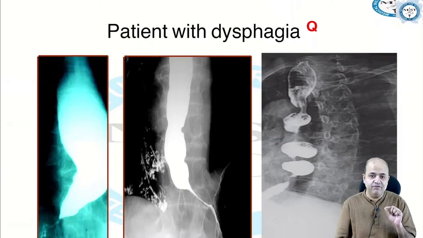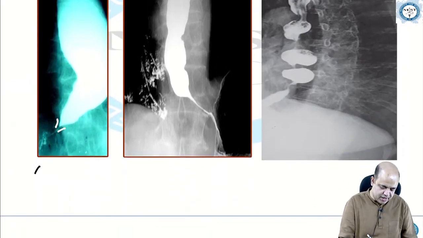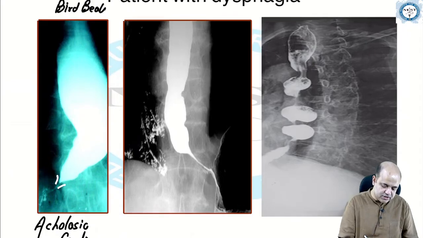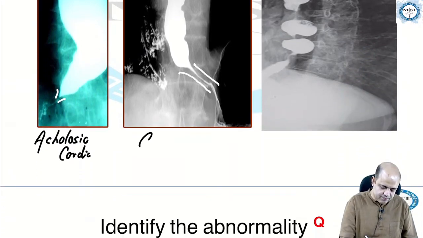Coming on to the patient with dysphagia, barium swallow of different patients, and what do we see? We see there is a short segment narrowing. This is called the bird beak appearance. This is seen with achalasia cardia. There is a long segment narrowing. This is called the rat tail appearance. Rat tail appearance is a feature of cancer esophagus.